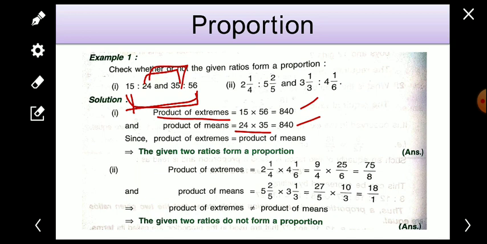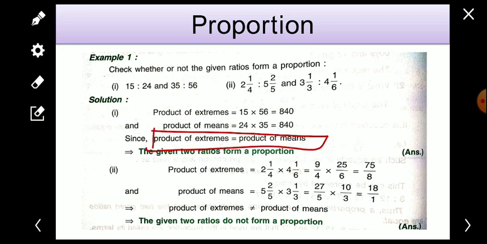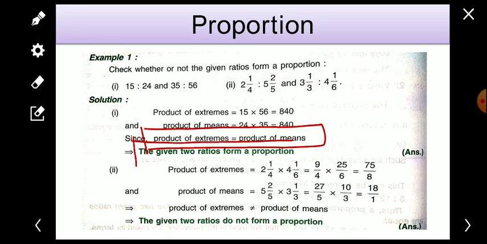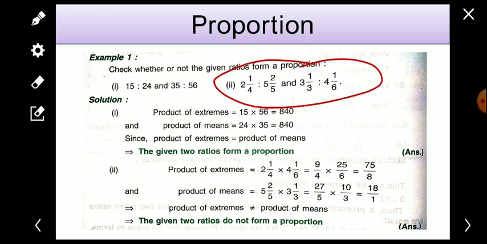So here we have got that the product of extremes is equal to the product of means, and we know that if this condition holds, then they form the proportion, because it is possible only when they form the proportion. When the product of extremes is equal to the product of means, it is in only one condition, when the ratios form the proportion. So here these are equal, it means the ratios are in proportion.